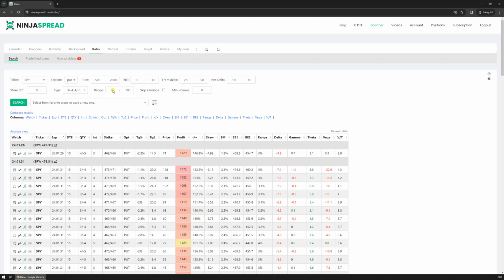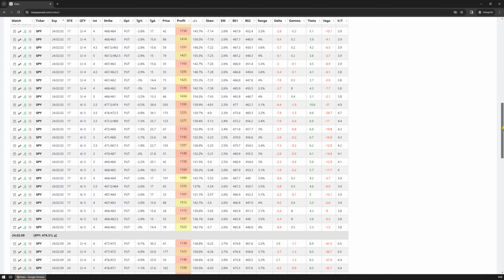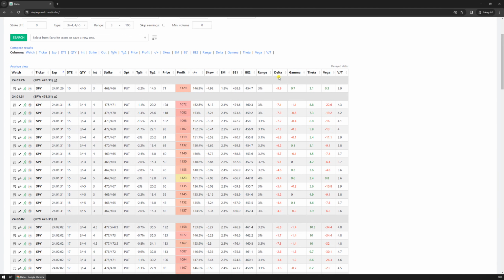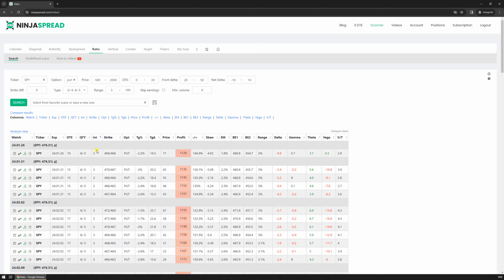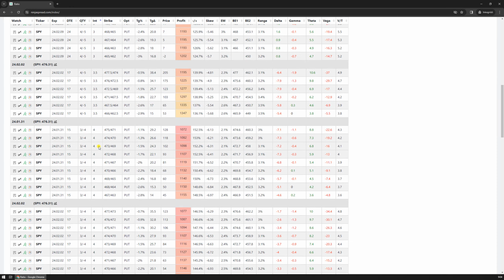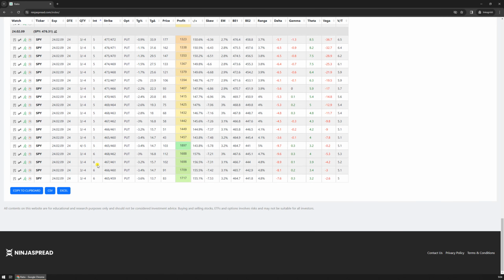So searching for 3, as you can see, we have found a lot of variations. And you can see the variations from strike difference 3, 4. I can sort by this column, and you will see 3, 4, 4.5, 5, and also 6 down here.